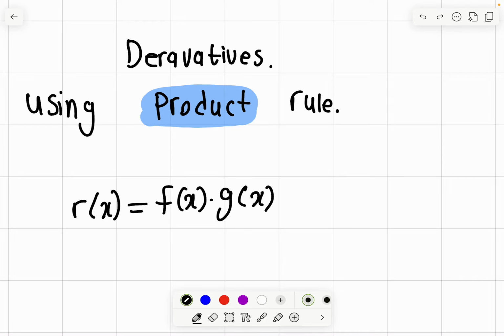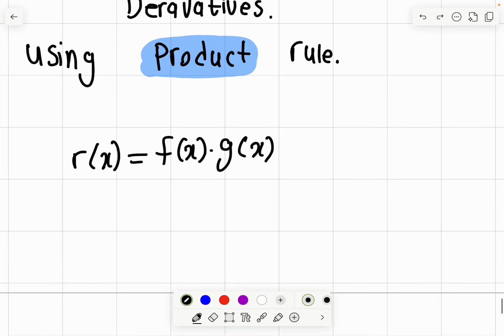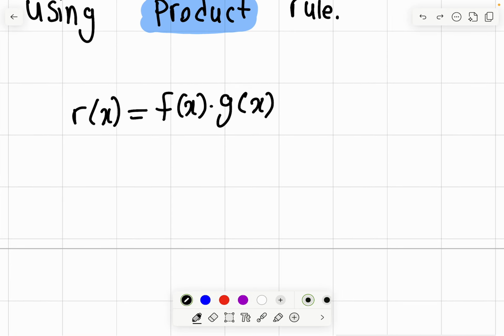Today we are going to be talking about differentiating using the product rule. Suppose they gave you a function, with a subject of the formula, which is r of x. They're asking you to find the derivative of that function.